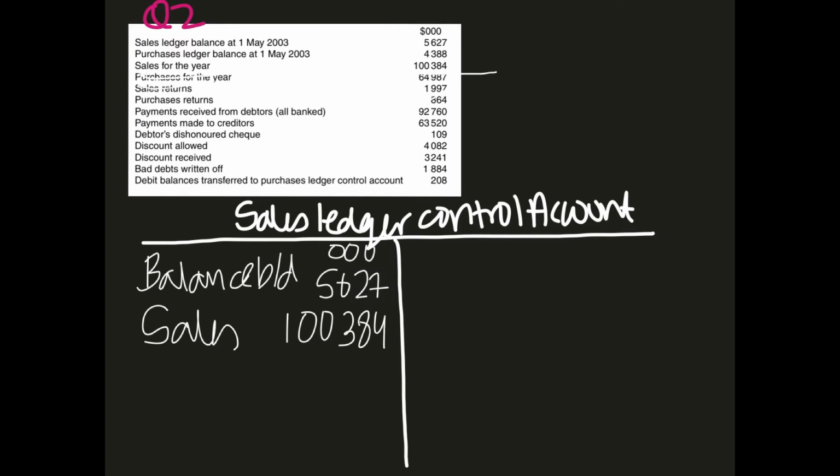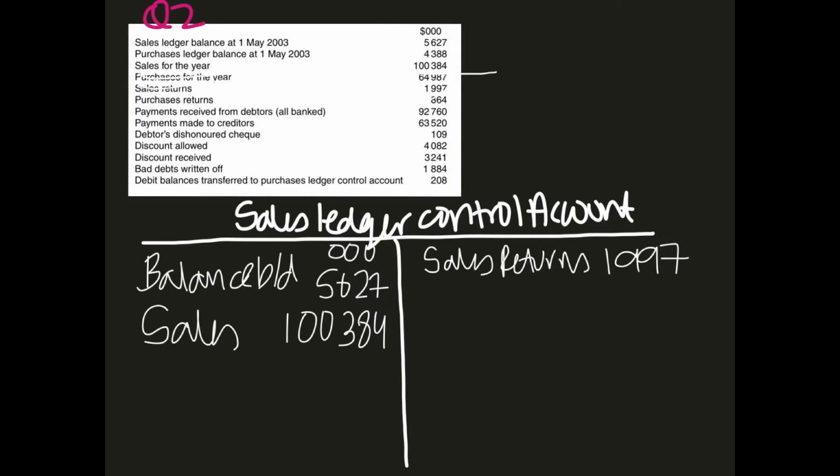Purchase for the year, we don't need that information. Sales return, we need that information. We mention sales returns on the credit side. 1997. Purchase return, we don't need that.